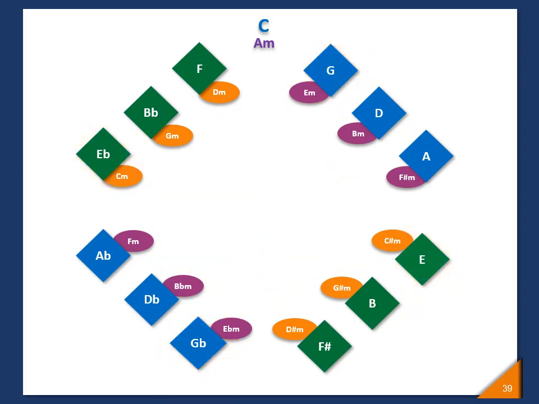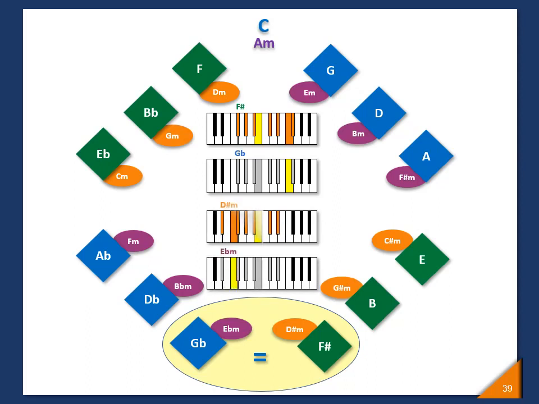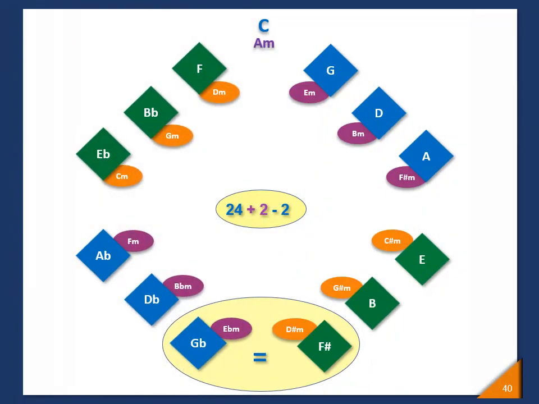There is a specific case here since F sharp and G flat and corresponding minor keys are equal. Just take a look at their diagrams. That's why we can subtract 2 keys.